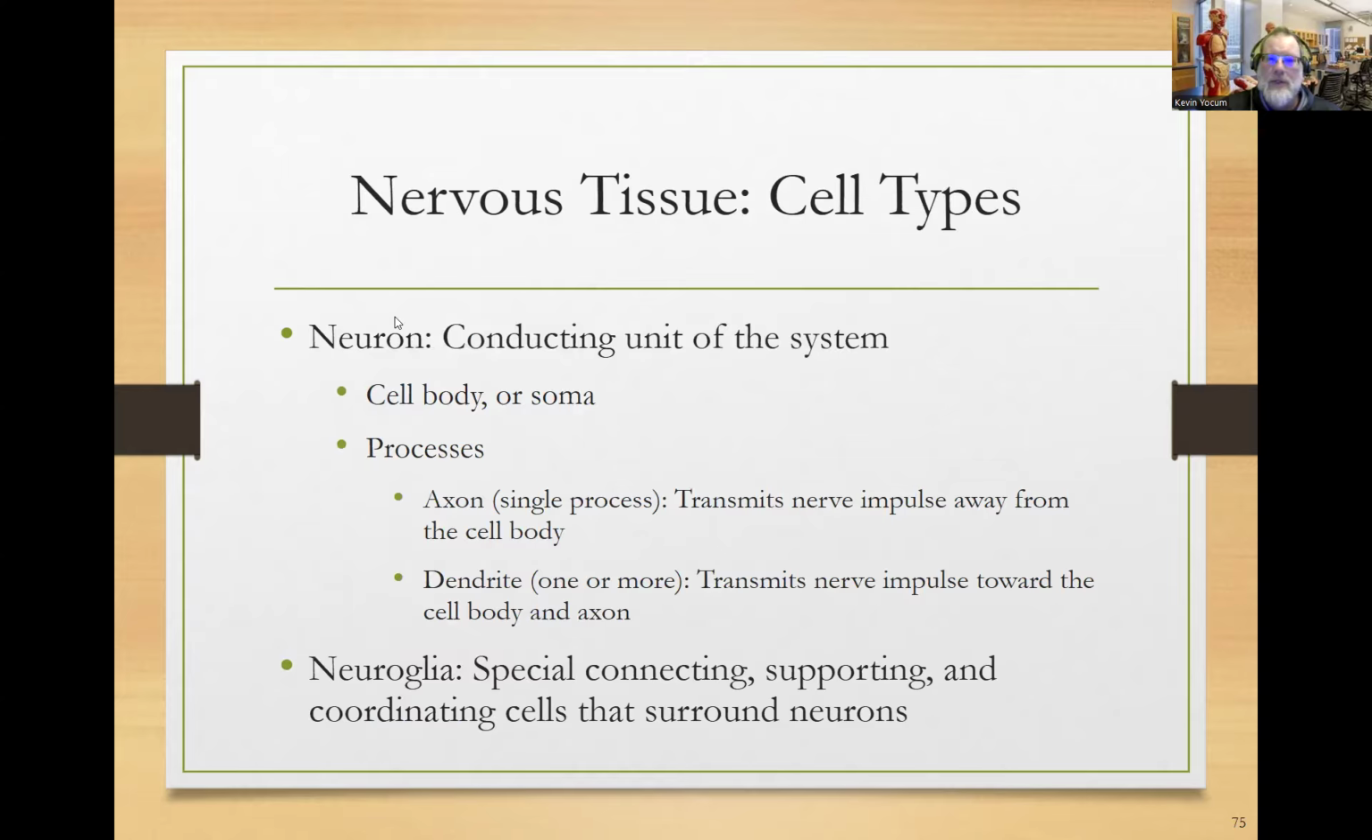We're going to see two types of cells, and I'm not going to focus much on them here because in about three weeks we're going to spend a lot of time on the nervous system. So these are just teaser trailers, like I said earlier. The two main cell types of nervous tissue are neurons and neuroglia. The neuron has a cell body, a single axon, and usually multiple dendrites.